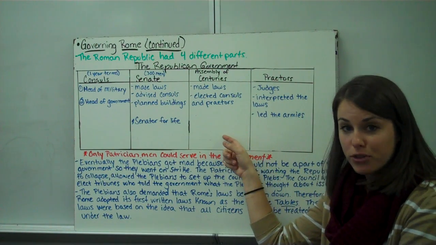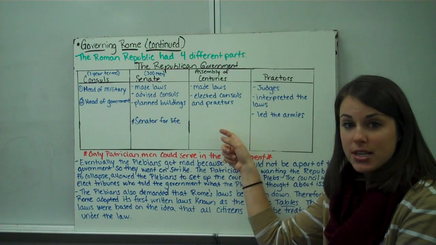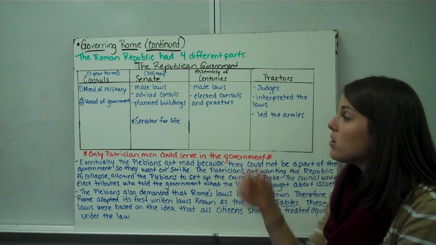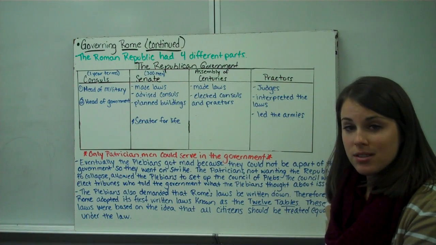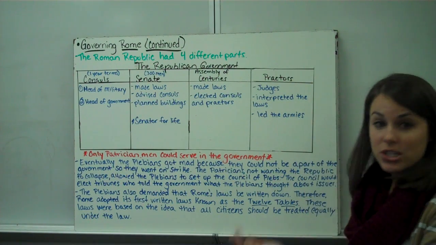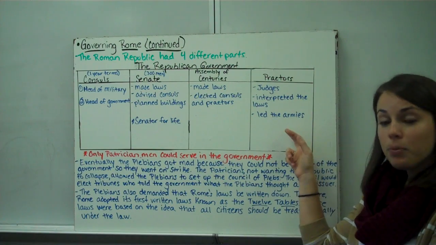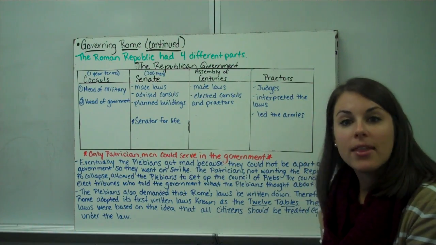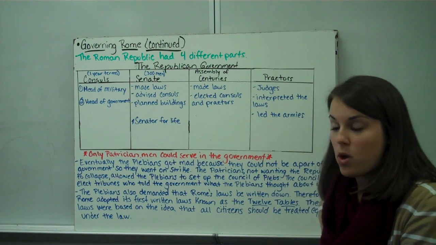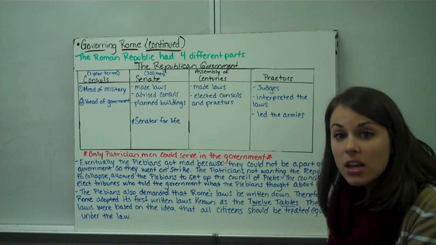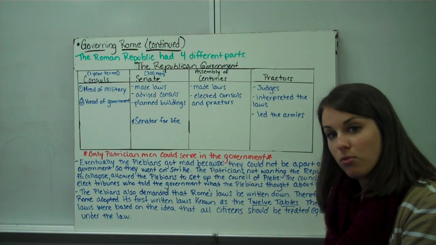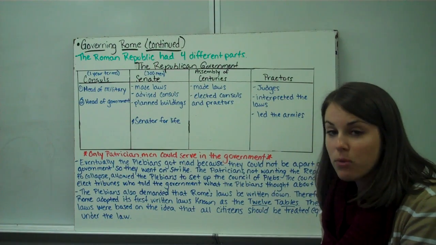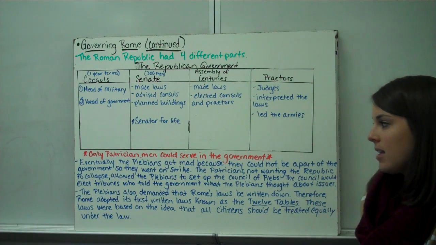Then you had another governing body called the Assembly of Centuries. These men also made laws, but they also elected the consuls and praetors. Now, praetors were judges. So they were the people who interpreted the laws, and they also had the responsibility of leading armies as well. Okay? Again, one thing you have to remember, only patrician men could serve in the Roman Republic. So plebeian men were not represented in government.